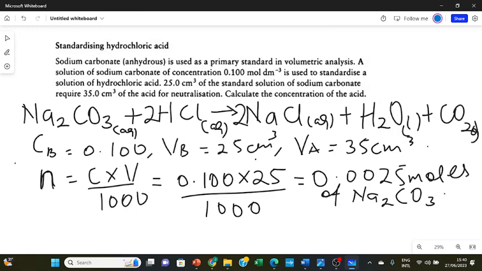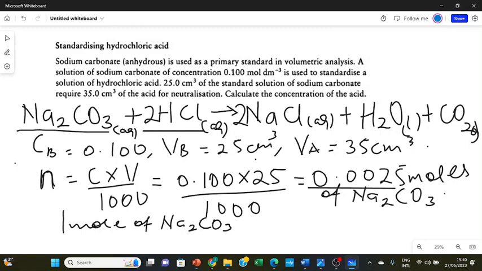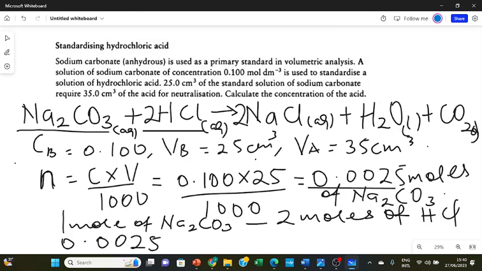Now we go back to the equation. From the equation, 1 mole of sodium carbonate reacts with 2 moles of hydrochloric acid. Therefore, 0.0025 moles of sodium carbonate react with what? So 1 mole of sodium carbonate reacts with what? 2 moles of hydrochloric acid. Therefore, 0.0025 moles of sodium carbonate react with what moles of what? Hydrochloric acid. So we have to cross multiply.